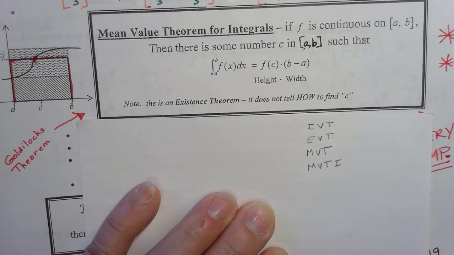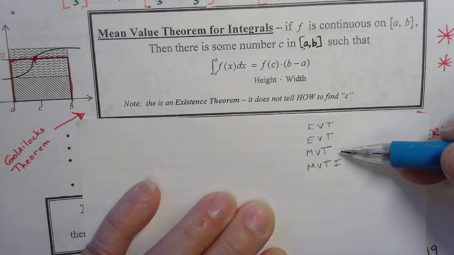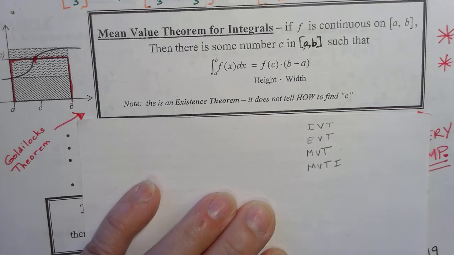Mean value theorem said if a function f was continuous on the closed interval and differentiable on the open interval, then there was some c in the open interval from a to b where the derivative at c was equal to the average rate of change from a to b. The slope of the tangent equals the slope of the secant. Mean value theorem for integrals deals with areas. Instead of slopes, it deals with areas.